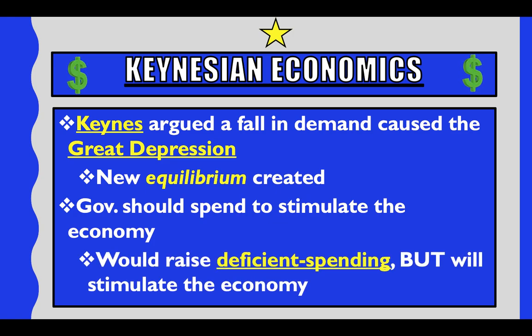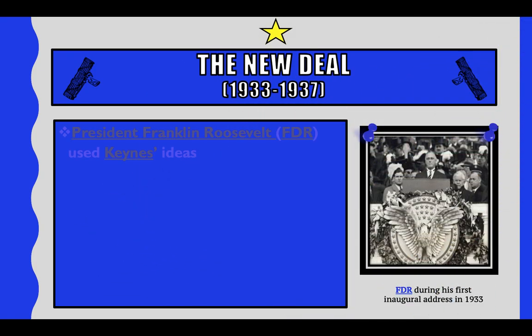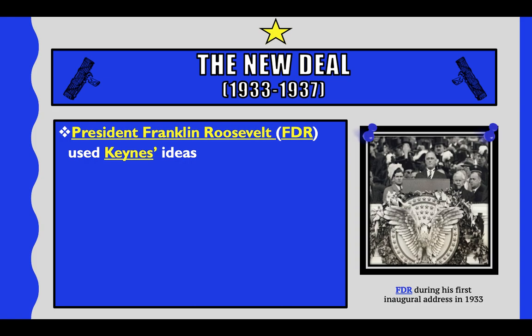He says, yes, this will raise deficit spending. This will put the United States into more debt, but it will also stimulate the economy. People will have more money, they'll start spending more money, and it will get the economy moving once again. So these ideas are largely going to be adopted by President Franklin Roosevelt, FDR, in his New Deal legislation.